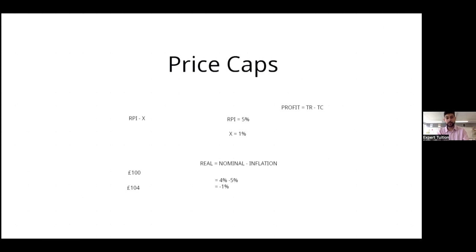Because here, when inflation is 5%, I'm only allowed to raise my price by a maximum of 4%. So I raise my revenue by 4%. If I cut my cost by 2%, that's 6%. Minus the inflation rate of 5%, I'm therefore 1% better off. In a nutshell, then, the X represents the efficiency savings that a firm must make. Otherwise, they are worse off in real terms.